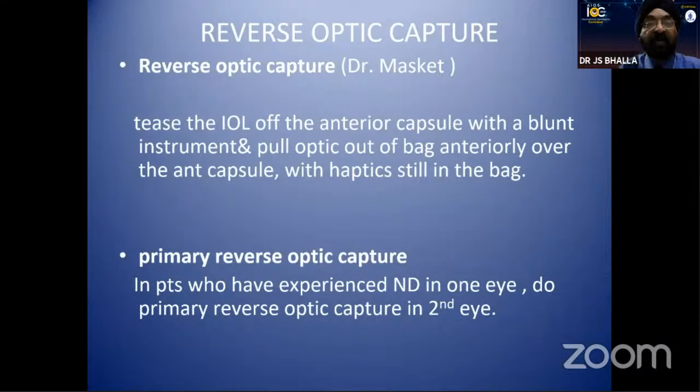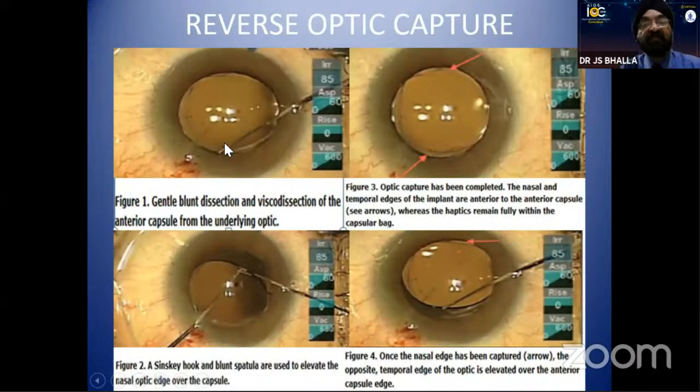Reverse optic capture was advocated by Dr. Masket, where he teases the IOL off the anterior capsule with a blunt instrument, so that instead of the anterior capsule covering the IOL optic edge, the optic comes in front of the anterior capsule. So first, the nasal edge of the IOL is lifted above the anterior capsule rim, then the temporal.